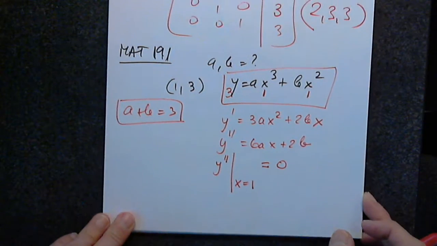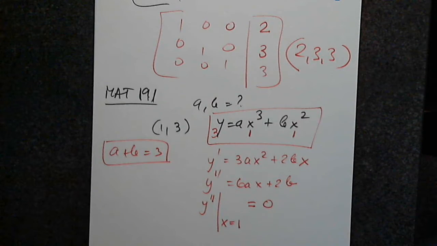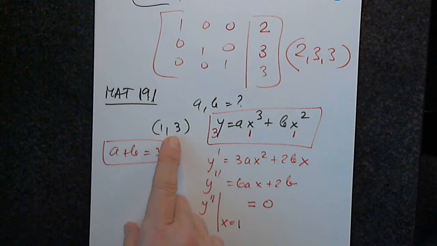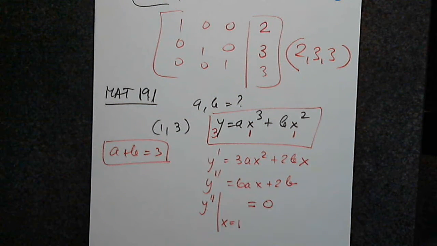I didn't follow that. So how do I find the point of inflection of a function? I find the second derivative and set it equal to 0. Right. I am told that 1 comma 3 is an inflection point, which means when x is 1, the second derivative must be 0. Because that is the inflection point at x equals 1.